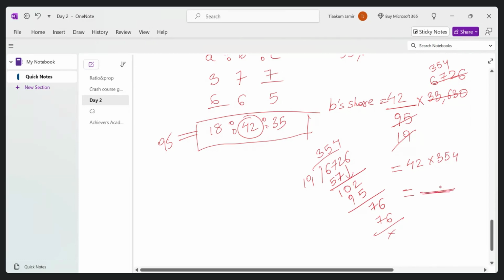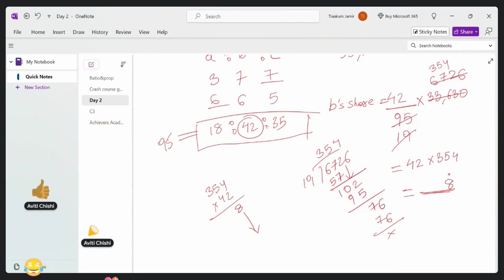You can always check the options first. Look at the unit digit, that means the ones digit. The ones digit should be 8, that will be the answer. In 354 and 42 we need to multiply: 2 4 is 8. It will always remain on the unit digit. So if only one option has 8, definitely that will be the answer.